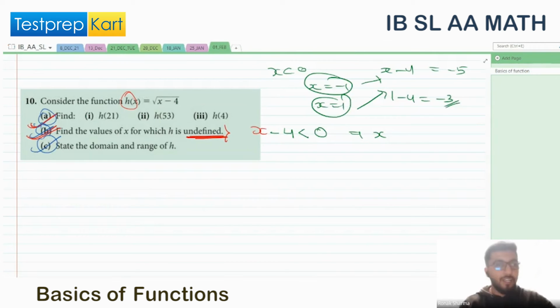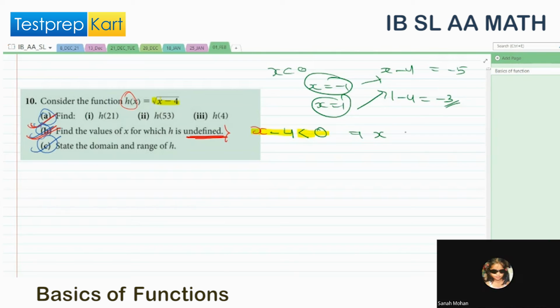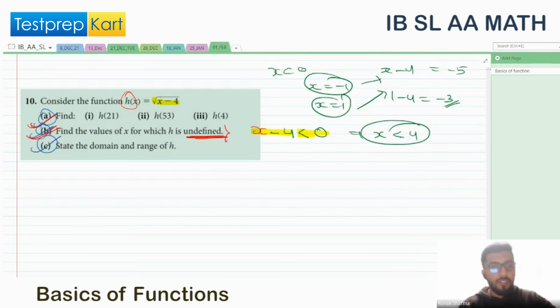So see the condition carefully. The whole expression should not be negative. X minus 4 should not be negative. That means x should not be less than 4. This is the condition for which the function is going to be undefined. Basically, minus infinity to 4, if you plot it on the number line.